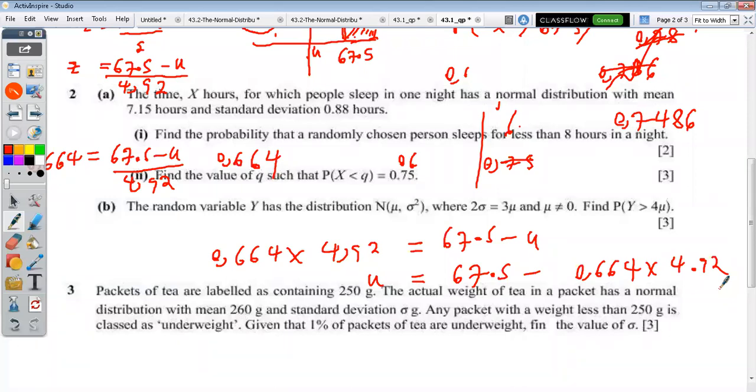Isn't it 0.674? Okay, let's do number 2. It's similar. It will make sense just now.